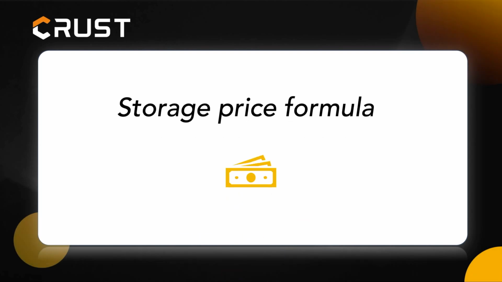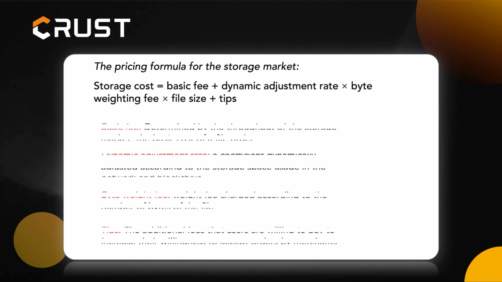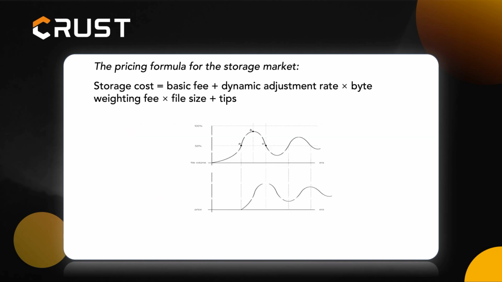Finally, as a storage protocol, how is the price for storage calculated? Storage cost equals basic fee plus dynamic adjustment rate times byte waiting fee times file size plus tips. The upper part of the chart represents the utilization rate of the storage resources across the network, and the lower part of the chart represents the price of the order.